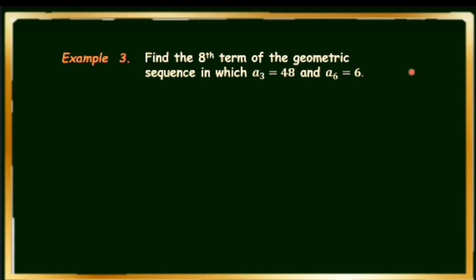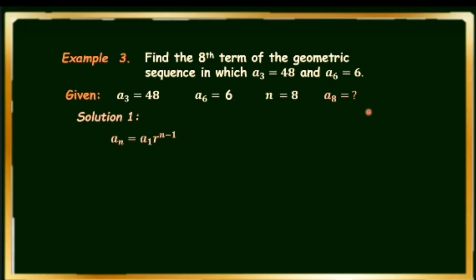Find the eighth term of the geometric sequence in which a sub 3 equals 48 and a sub 6 equals 6. We are given that a sub 3 equals 48, a sub 6 equals 6, n is equal to 8. And so, what is a sub 8? In this example, I'm going to present to you two solutions.